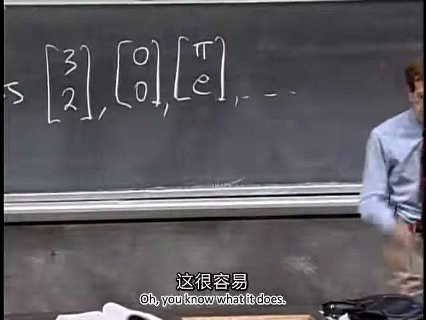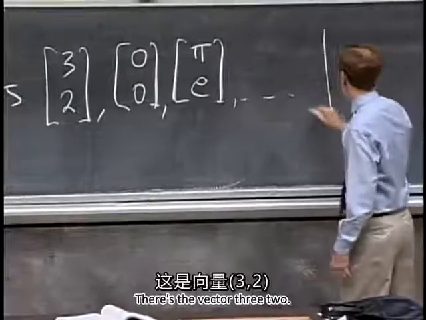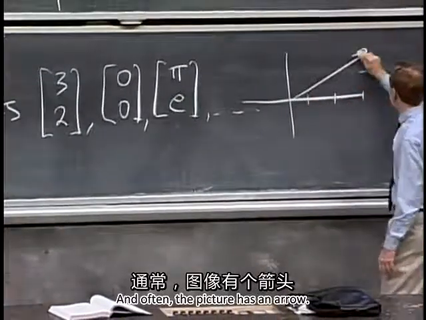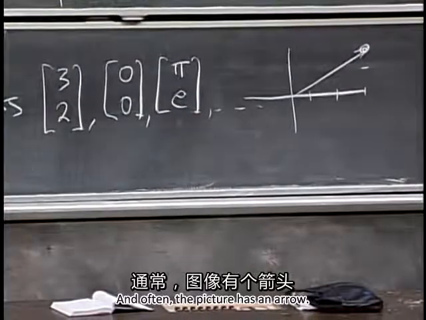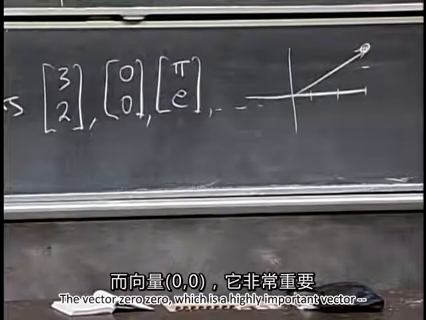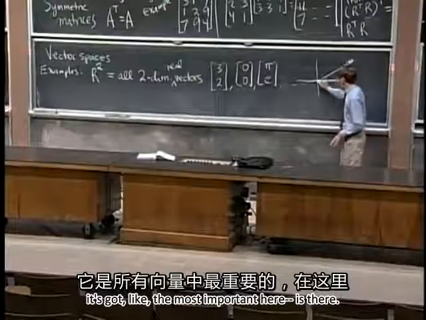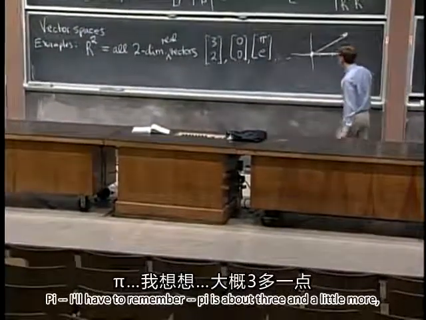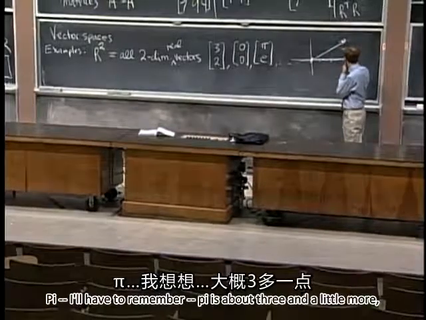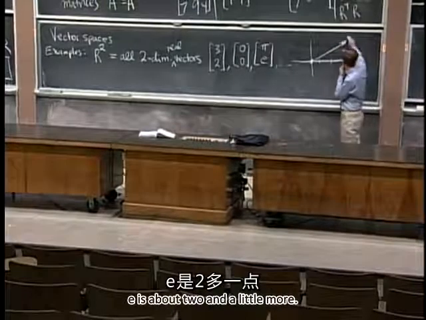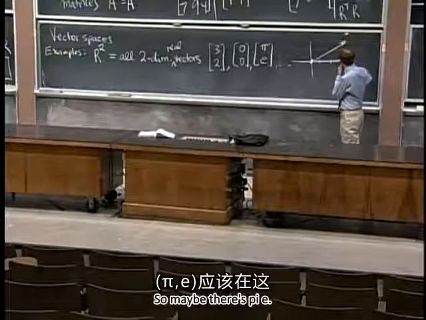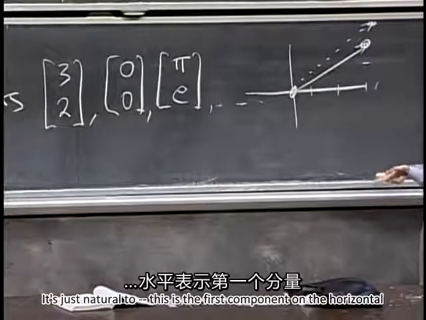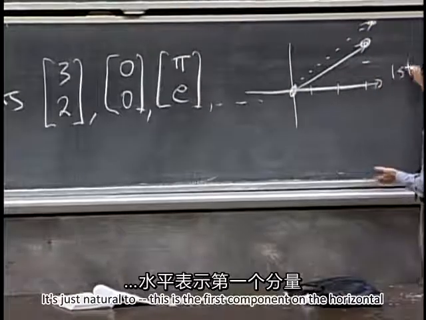Oh, you know what it does. And you know the picture that goes with it. There's the vector 3, 2, and often the picture has an arrow. The vector 0, 0, which is a highly important vector, is there. And of course, it's not much of an arrow. Pi, e, I have to remember, pi is about 3 and a little more. E is about 2 and a little more. So maybe there's pi, e. I never drew pi, e before. It's just natural, this is the first component.